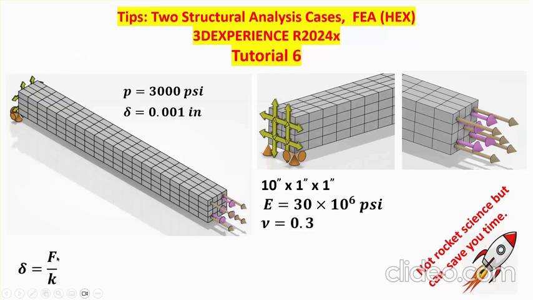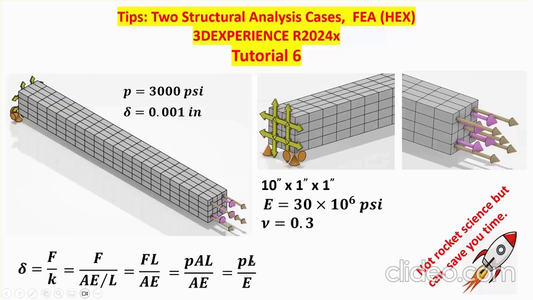So essentially, we have a fancy spring. If you apply a force on it, it's going to stretch through the stiffness. And the stiffness of this bar from elementary strength of material is AE over L. So you just plug this thing in, simplify it. And then we note that the force at this end is pressure times area. Notice that the area cancels out, and you have PL over E. So if you take P equal to 3000, L equal to 10, and E is given from here, you plug it in, you get 0.001 inches. So in order to pull this thing by 0.001 inch, you need 3000 pound or 3000 psi.